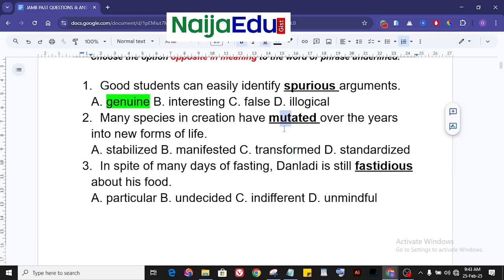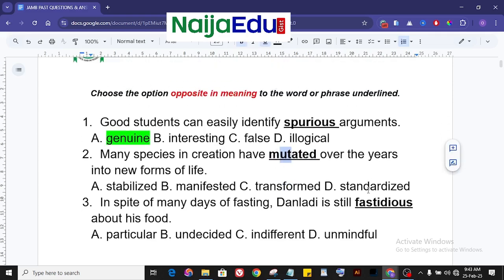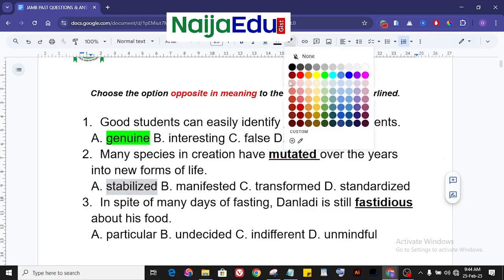Mind you, we are looking for opposite in meaning to mutated. Then standardized means to make something uniform, but it doesn't actually have to change. So looking at the option stabilize, which actually means to remain the same, is the opposite of mutated, that means to change, understand, or transform. So the correct answer for number two is also stabilized.